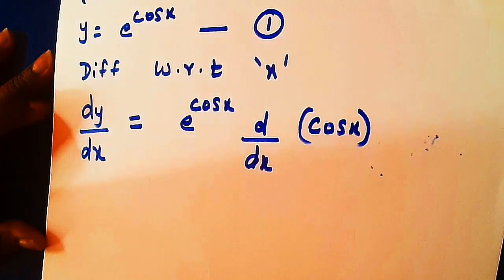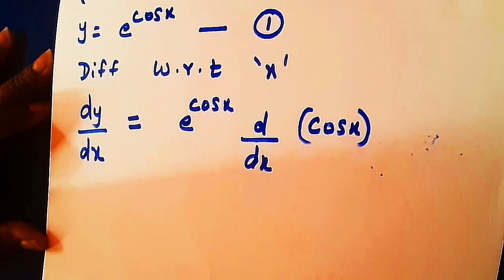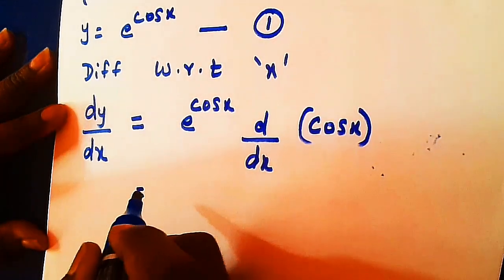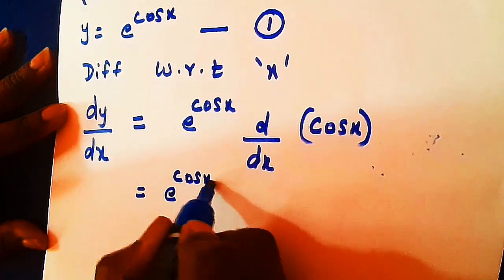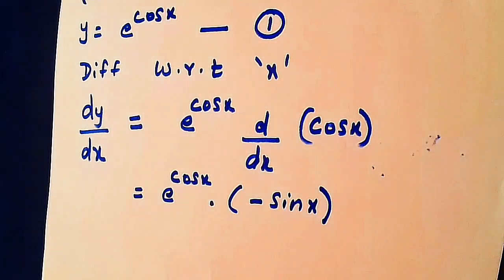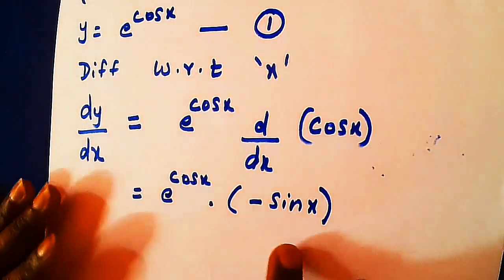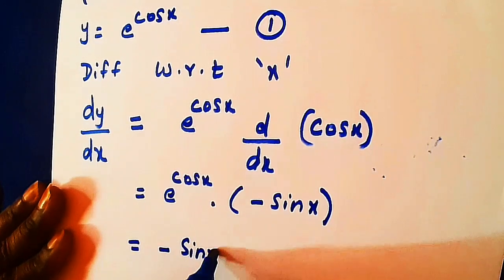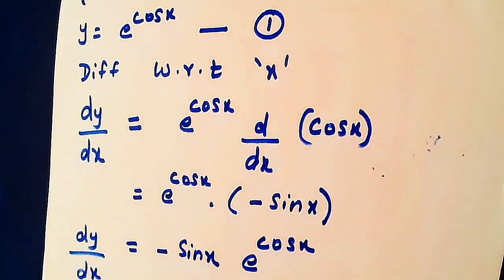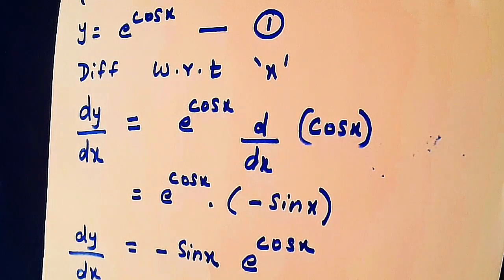Understood? I'm teaching in a very simple way. You have to grasp it, students. As you practice more and more, it's going to be simple for you. So it is equal to e to the power cos x into, what is differentiation of cos x? Negative sin x. Now I can bring negative sin x in the front, so I can write this as minus sin x into e to the power cos x. That's it. This is your dy by dx. Is it simple, students? If you get a multiple choice problem in this topic, it's going to be easy. You can take 2 marks just like that.